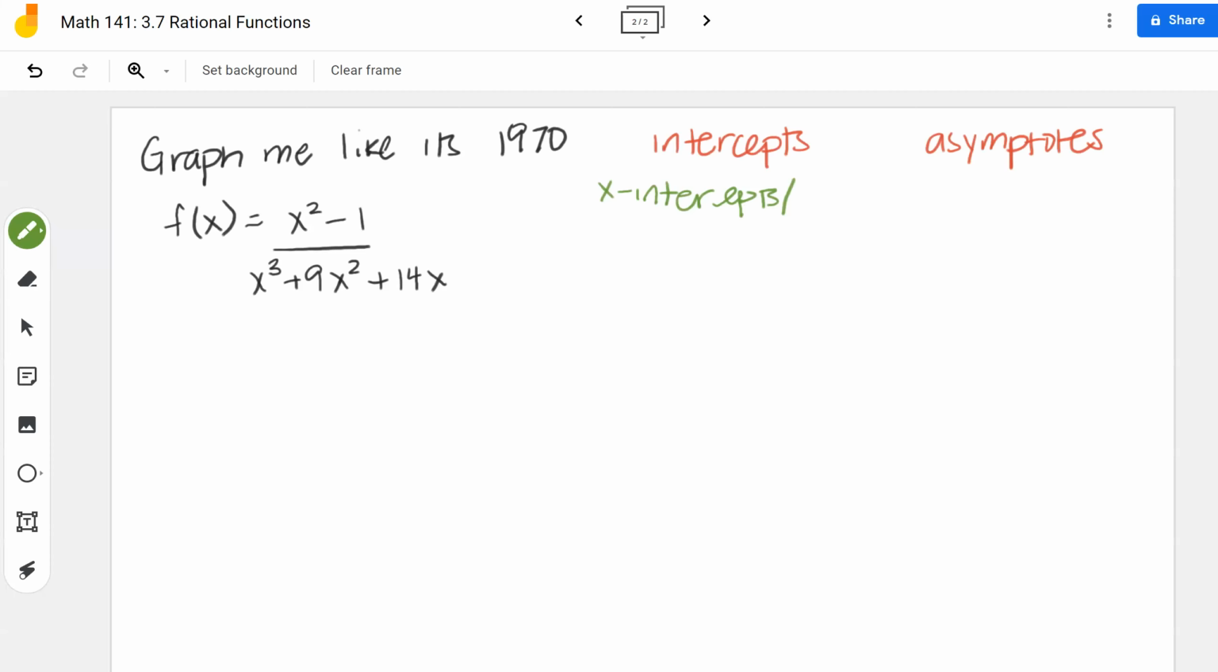Nope. All right, x-intercepts or roots. Not roots, I meant to write zeros here.